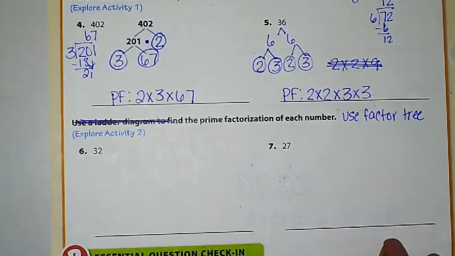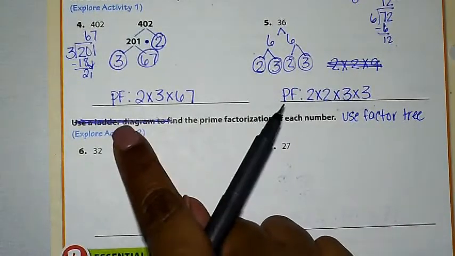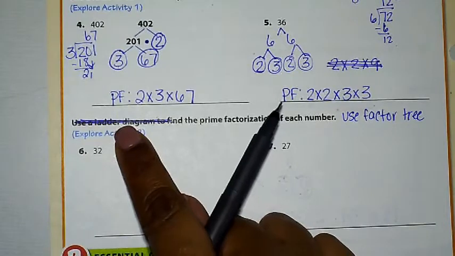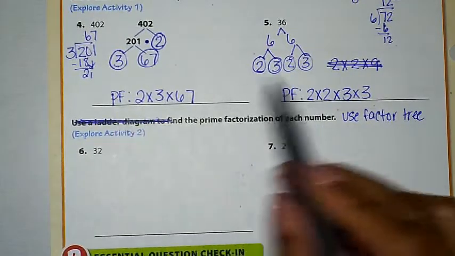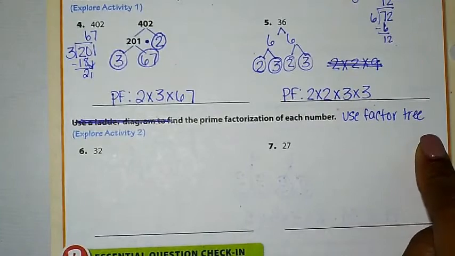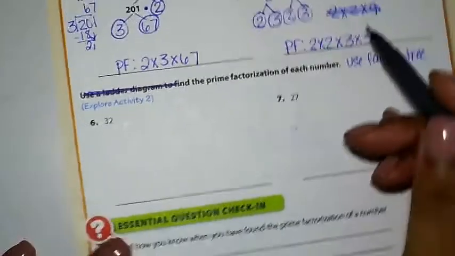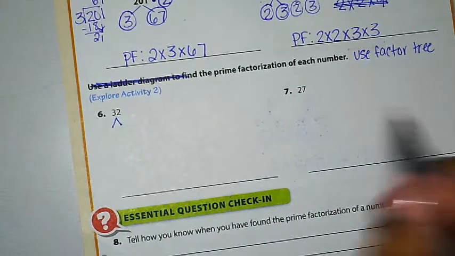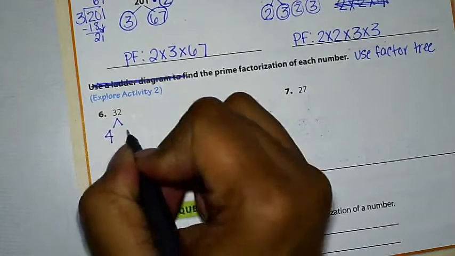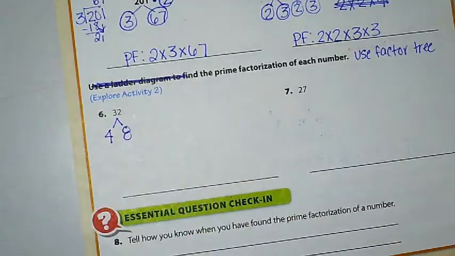All right, number 6 and 7, it says use a ladder diagram to find the prime factorization. I cross that out. I just want you to use your factor tree. So 32, what two numbers can I multiply together to get to 32? Let's do 4 times 8.